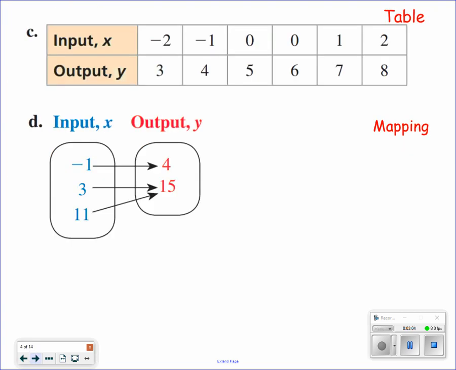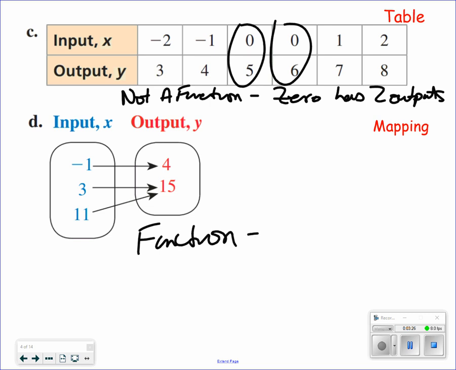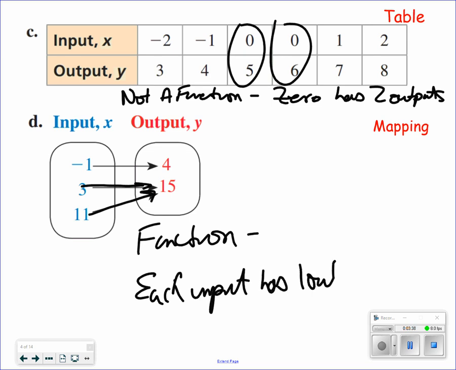Next one. These are the same thing, just written in a different way. This one's a table. Notice, again, you're looking for that double x. So this is not a function, and my reason is because 0 has two outputs. Next one. This one is a function. Remember, it doesn't matter if an x value goes to the same y value as another one. Each of the inputs, each of the x's, has one output.